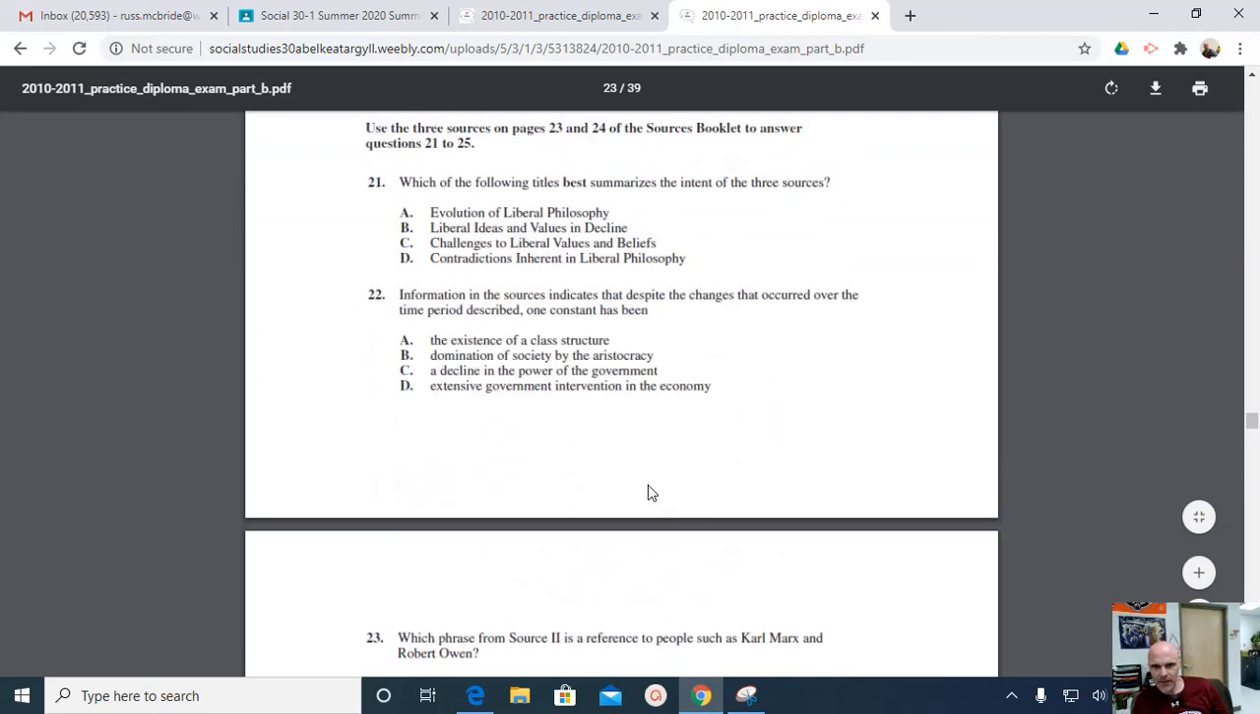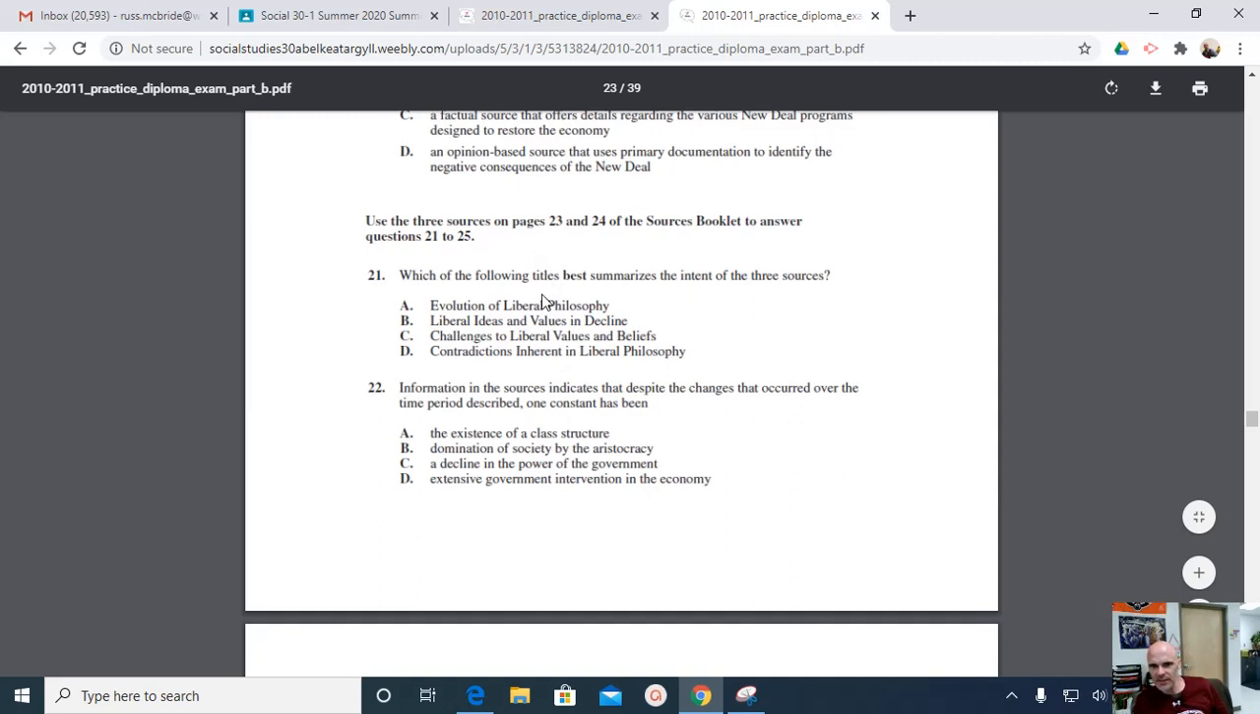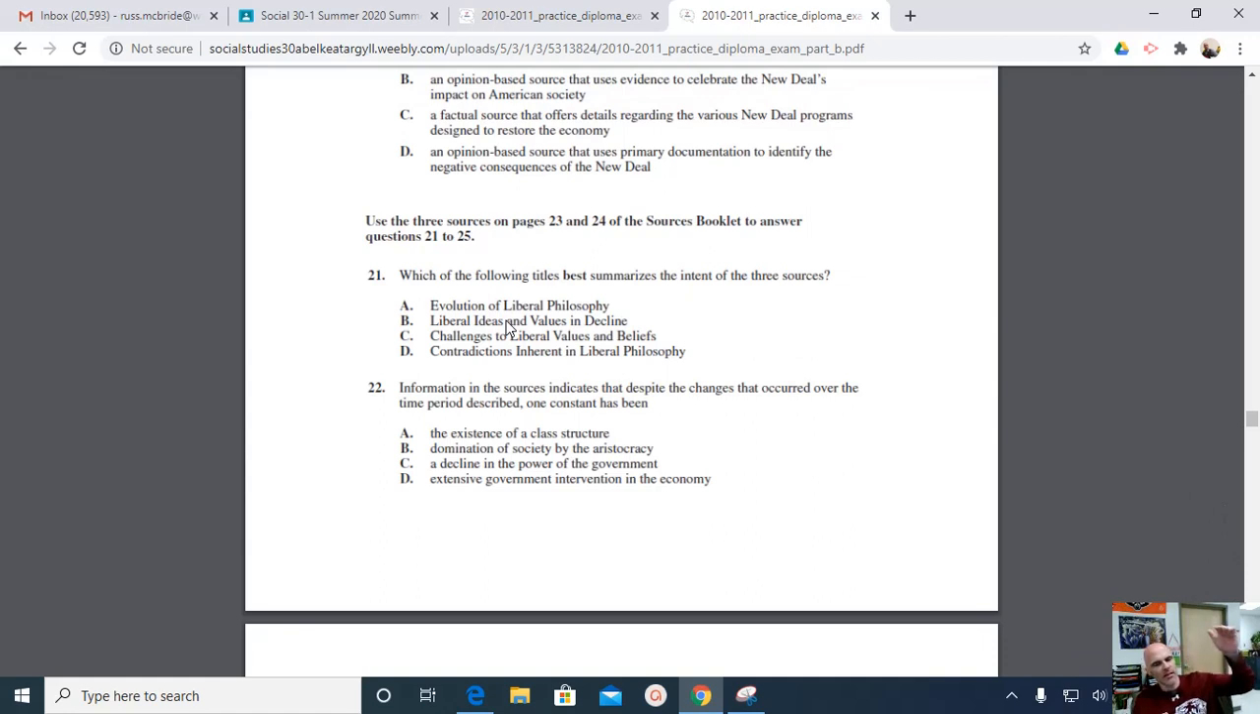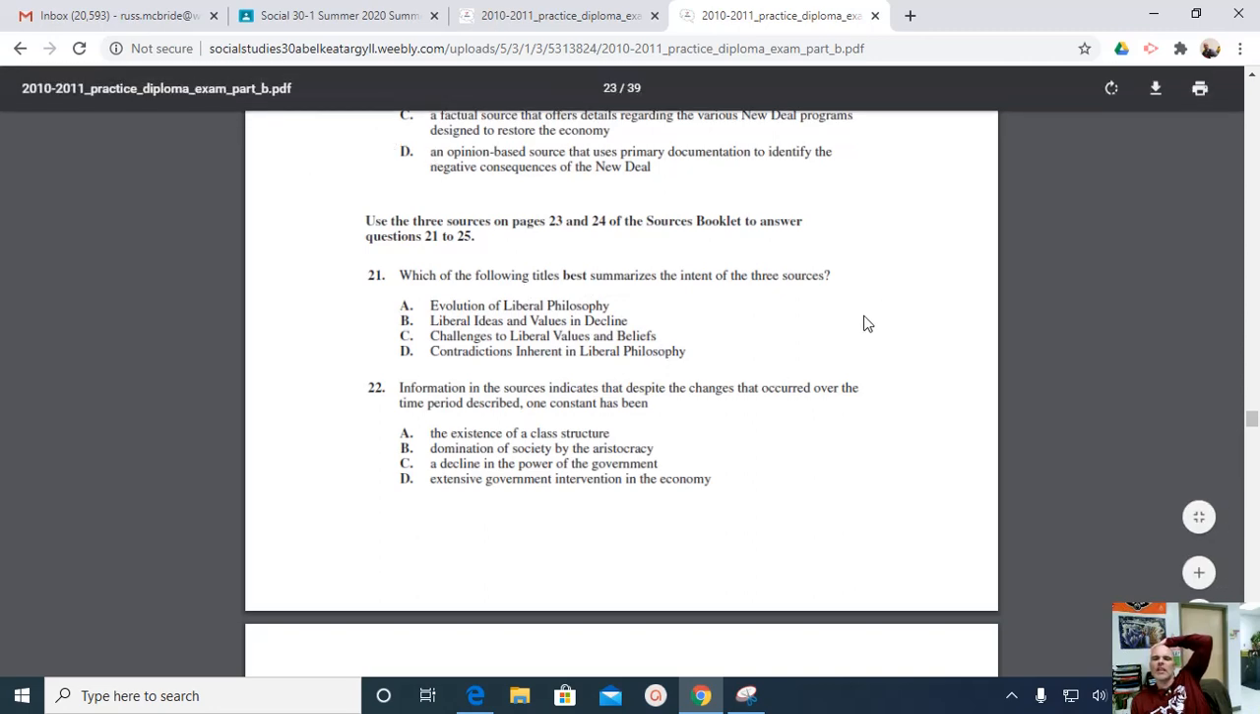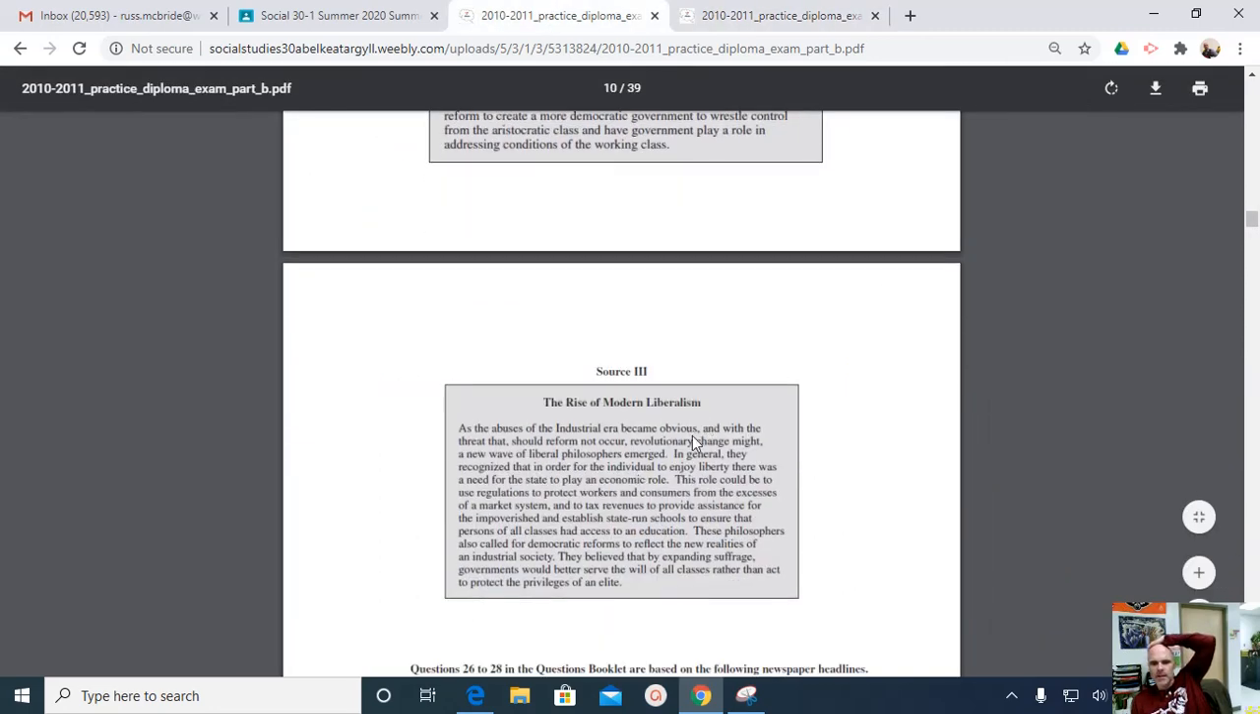Which ones did we skip? Which of the following titles best summarizes the intent of these sources? Evolution of liberal philosophy. So we have classic in the beginning, we have modern in the end. Sure seems like it. Liberal ideas and values in decline? Challenges to liberal values? It's not just the challenges, it talks about the evolution, right? Contradictions. So I'm going to stay with A because it does show the changes in attitudes. It even specifically talks about here a new wave of liberal philosophers emerged, right? So this change in attitude.